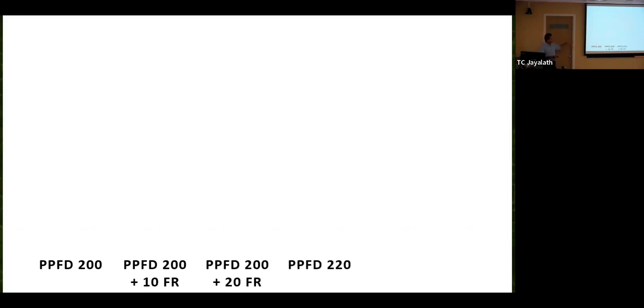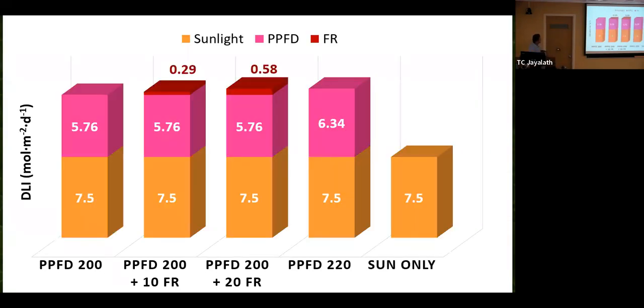First one is PPFD 200, just provided by the Lumigro light without far red, and then 200 plus 10 far red, and 200 plus 20 far red. And the fourth one, PPFD 220, because if we saw any benefits of adding 20 far red on the third treatment, we wanted to know whether it's because of far red or because of adding just 20 micromoles of extra light. So we kept the fourth one as 220 without far red. And the last one was sunlight only.